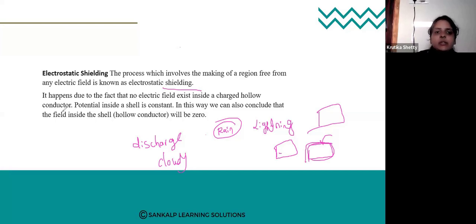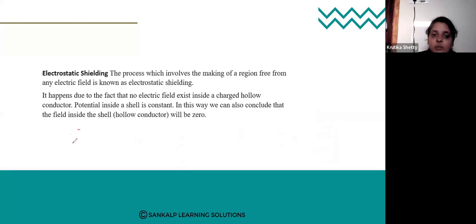Okay, so you can see one example there, explanation. It happens due to the fact that no electric field exists inside a charged hollow conductor. Yes, we know that. As we know, the charges reside only on the surface, not inside, right? Inside the body, we don't have any charge. The charges will reside only on the surface. So potential inside a shell is constant. In this way, we can also conclude that the field inside the shell will be zero.